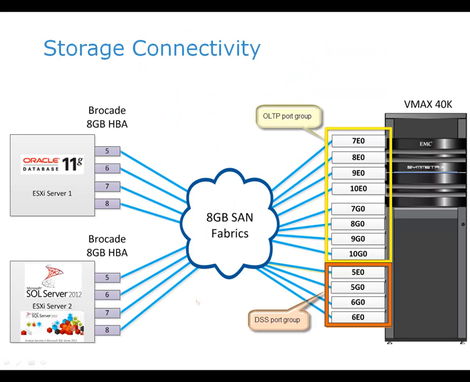The VMAX front-end port groups are designed to separate the I/O by its size. OLTP application is typically 8 to 64K I/O. DSS has large I/O size ranging from 8K to 256K. Oracle and the SQL Server OLTP database VMs are on separate ESXi hosts. They share 8 FE ports on the VMAX.